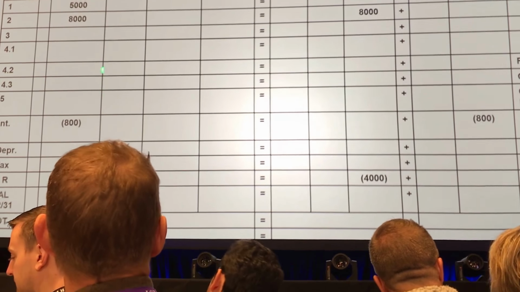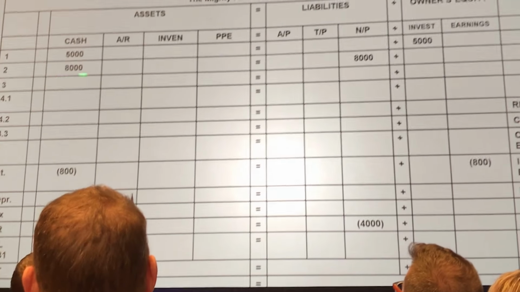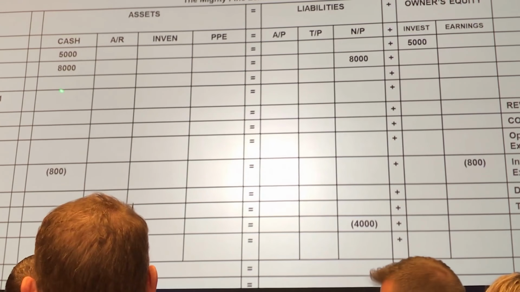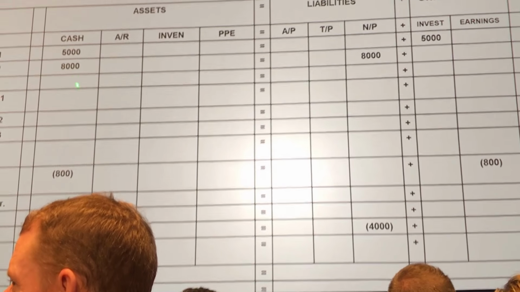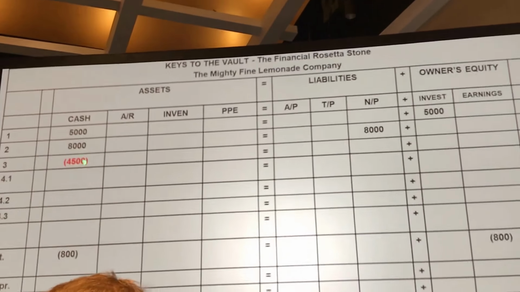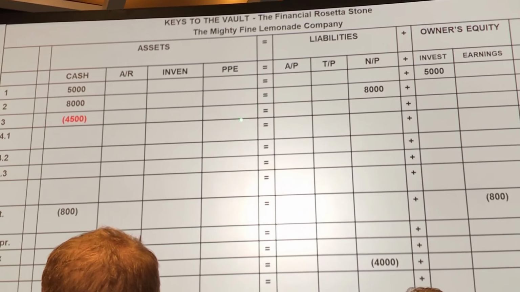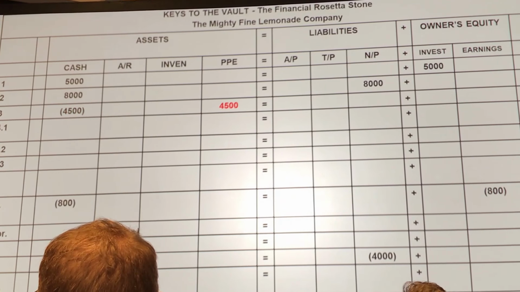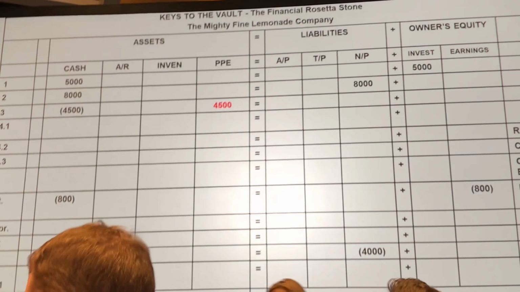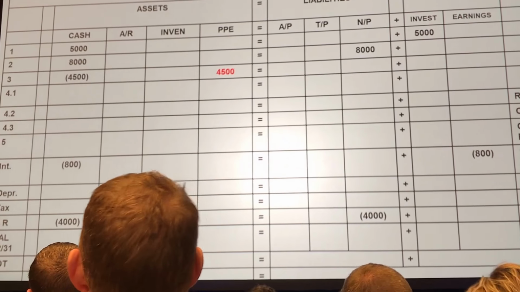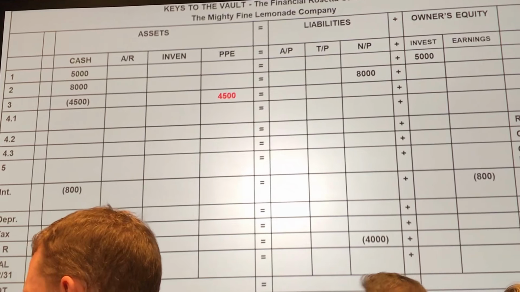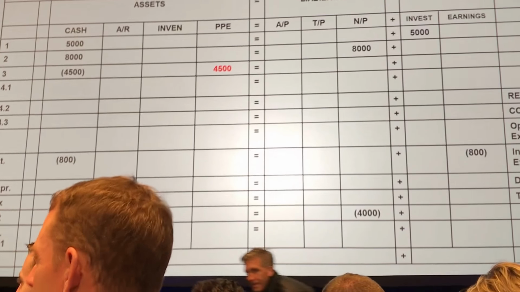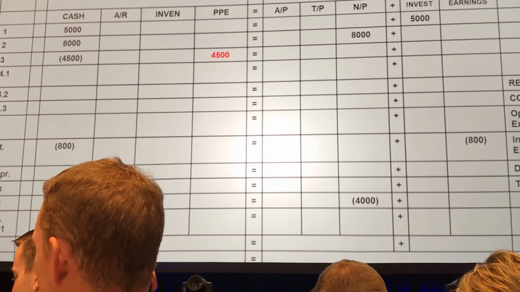So if I look at the Rosetta Stone, look at the right slide up here in the front. On line number 3, I'm going to use $4,500 of my cash to buy $4,500 of property, plant, and equipment. So the left-hand side went up by $4,500. It went down by $4,500, so I stayed in balance. This is not that hard.